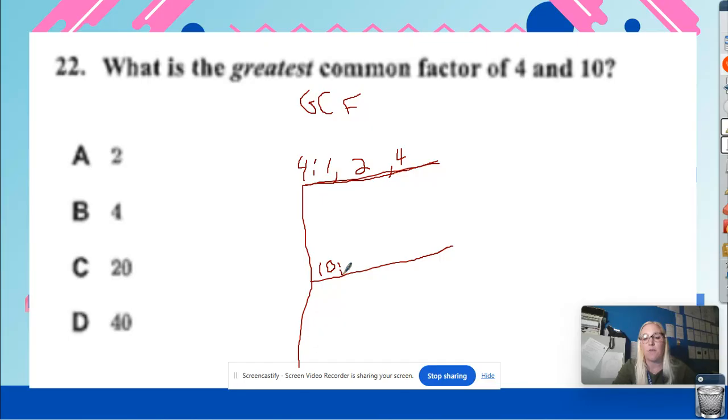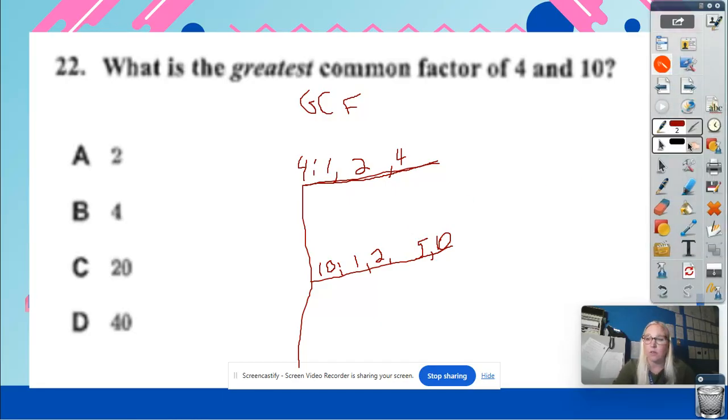All right, let's list the factors of 10. 1 times 10. 2 times anything is 10. Yep, 2 times 5 is 10. Get a comma in there. 3 times anything? Nope. 4 times anything is 10? Nope. 5 times 2, and then you'll see how that loops over itself. So I have listed all the factors of 10.